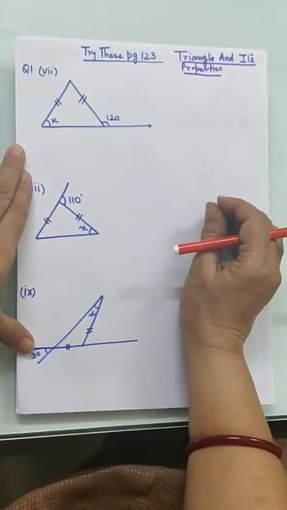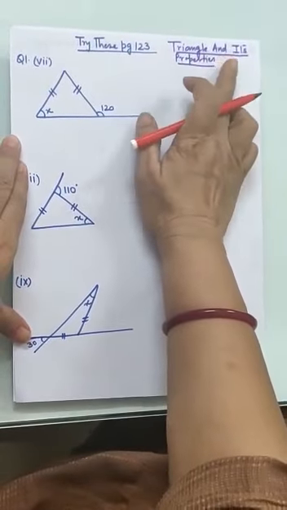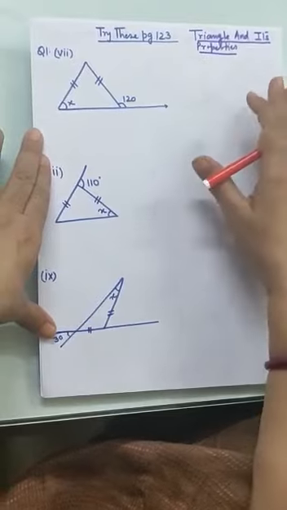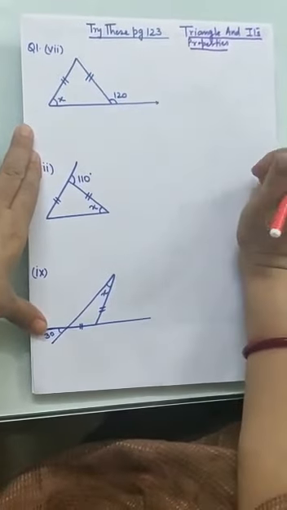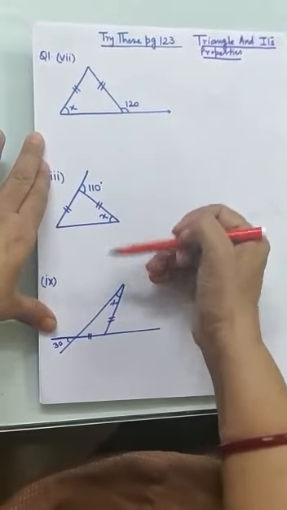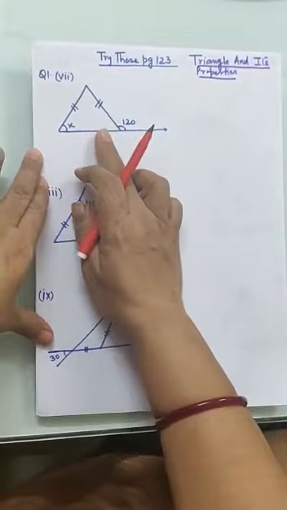Today we shall be doing Try These on page 123 on the topic triangle and its properties. Till the 6th part we have already done. From the 7th part we shall be doing it today. Figures I have already drawn and we have to find the value of angle x in each of the cases. Okay, so we start with the 7th part.